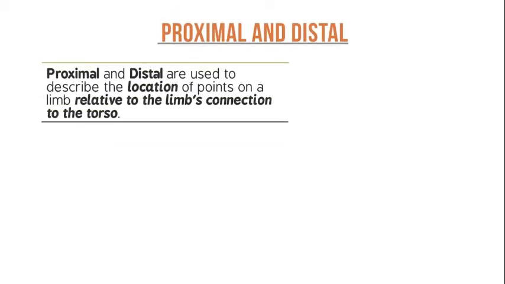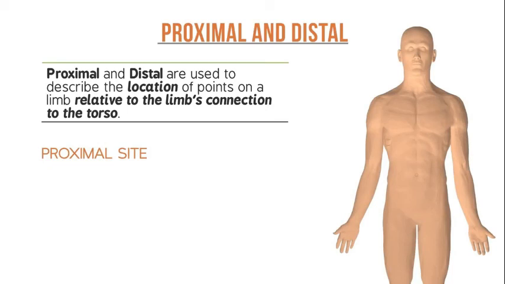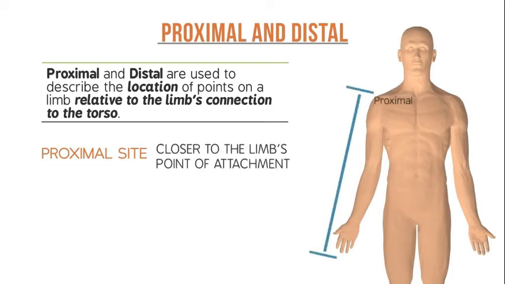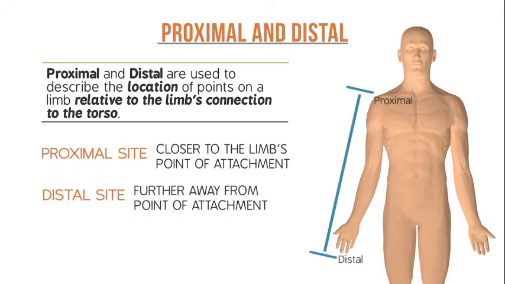Proximal and distal are used to describe the location of points on a limb relative to the limb's connection to the torso. A proximal site is closer to the limb's point of attachment. A distal site is further away from the point of attachment. For example, the wrist is considered distal to the elbow and the elbow is proximal to the wrist.